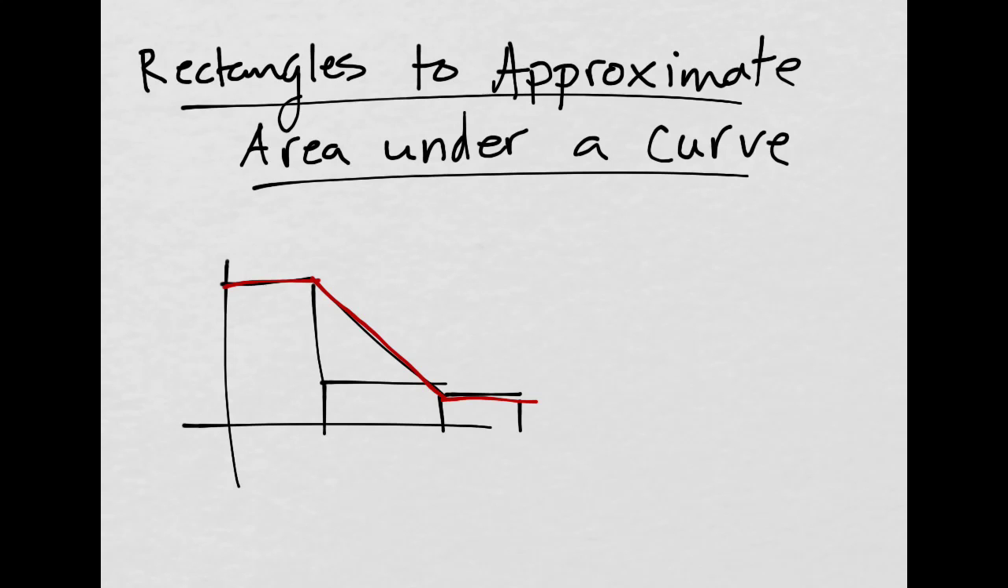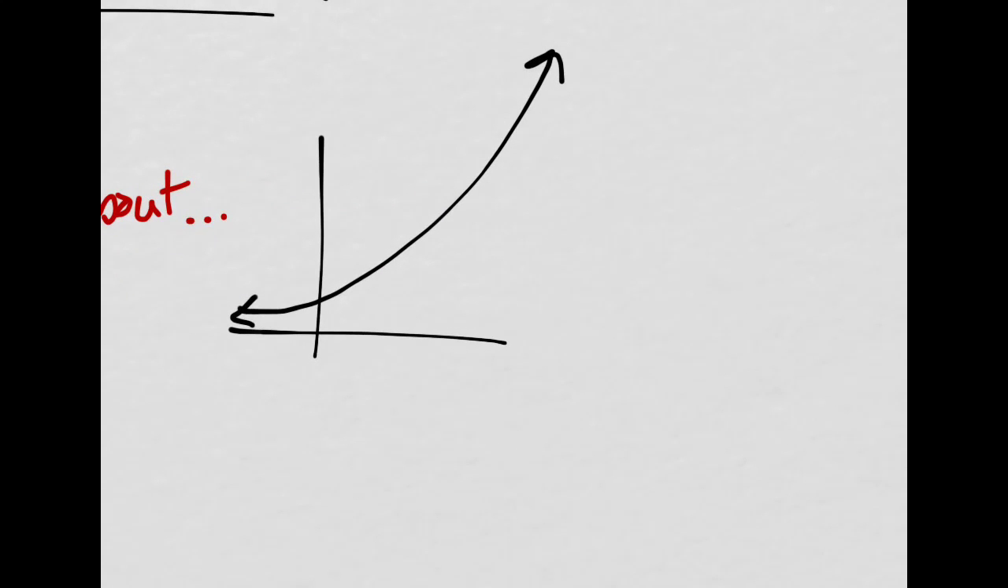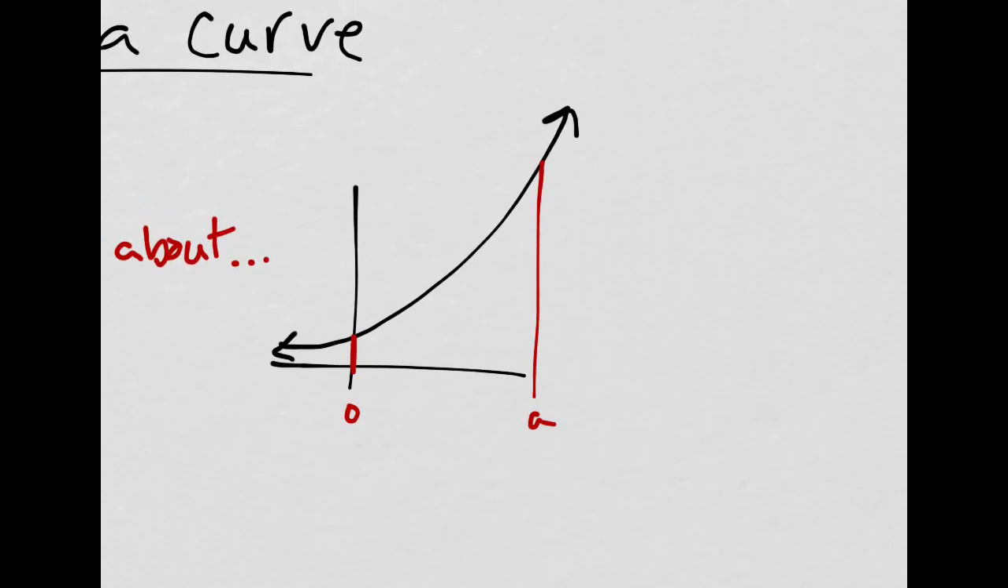But what if I had a smooth curve? Well, there's a way that we can approximate the area. It's not an actual specific exact area beneath the curve, but if I wanted to find an approximation for the area between 0 and A, I could make up rectangles that approximate this area.